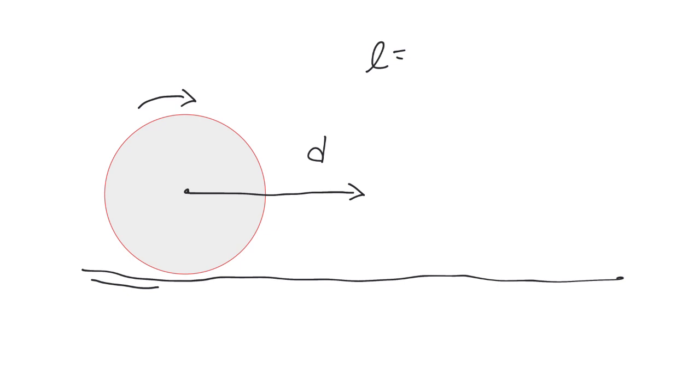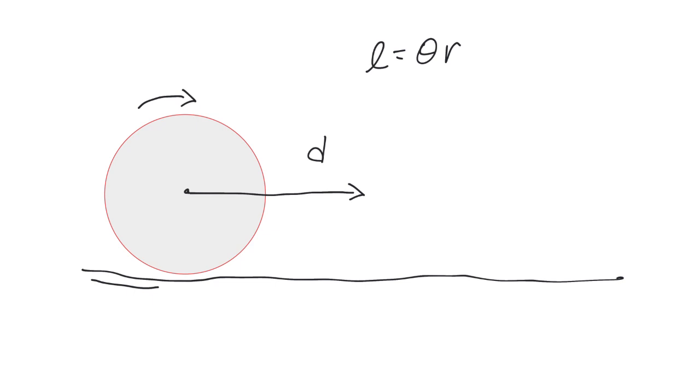And recall from a moment ago, L is theta times R. Think of it this way. As the wheel turns one revolution, it turns through one circumference. And that circumference is equal to the linear distance that the wheel travels.